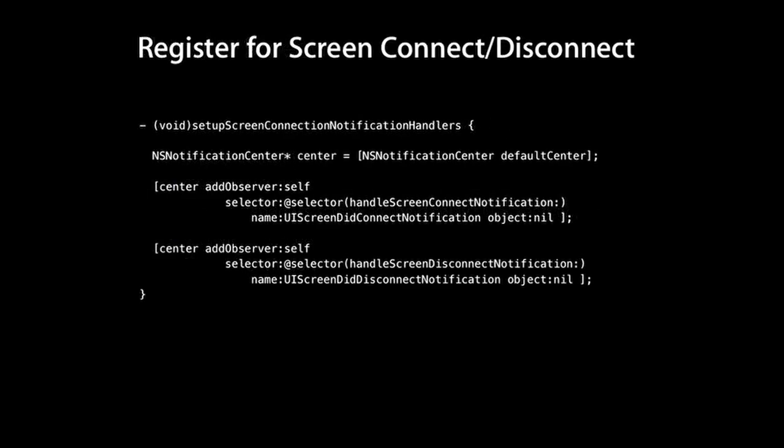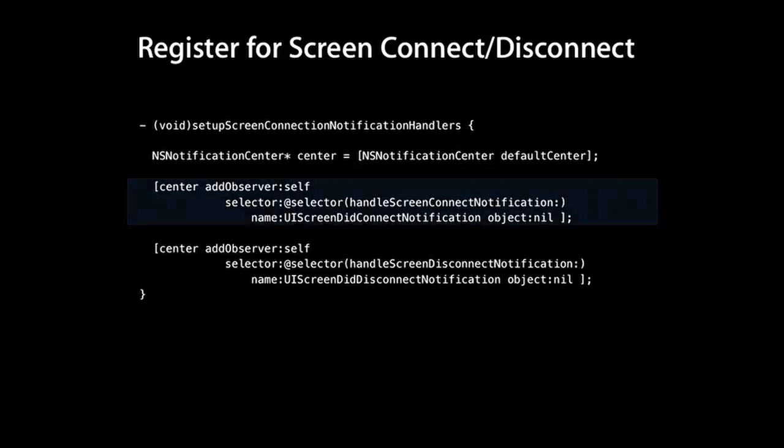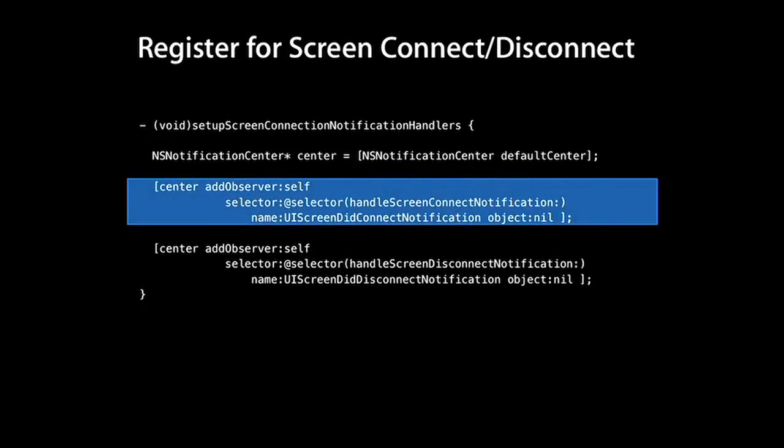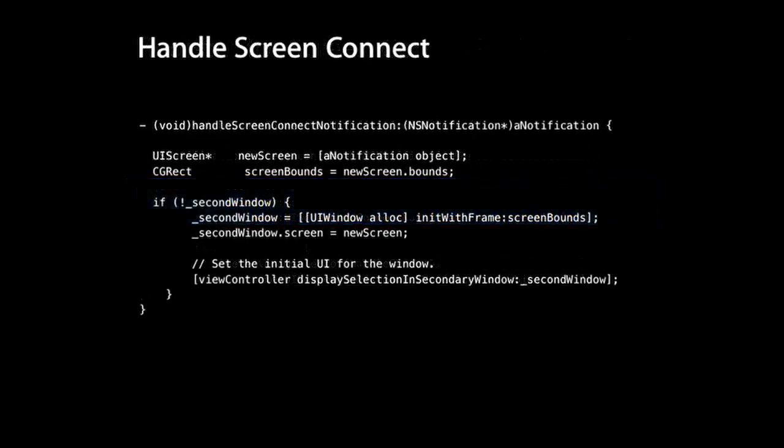Registering for screen connection and disconnection should look a lot like what we've seen before. We're just adding another observer, in this case for the UIScreenDidConnectNotification, and there's no object associated with this. We'll also register for screen disconnection. Now let's look at our method that we're going to use for handling the screen connection. The notification object associated with the notification is going to be that new screen that's been connected.